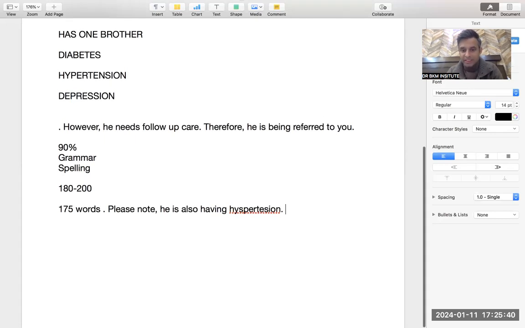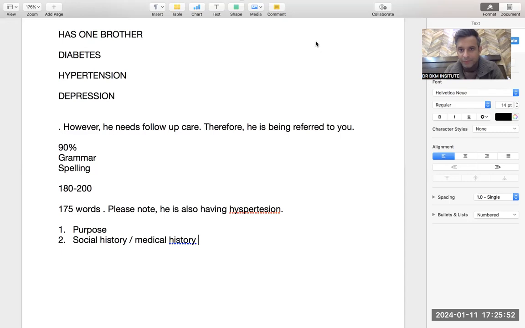So now coming to the basics again. First paragraph, purpose. Second paragraph, social history and medical history. Third paragraph, if hospitalization has been done, then hospitalization; otherwise, past visits. And the fourth paragraph, that is purpose in detail.